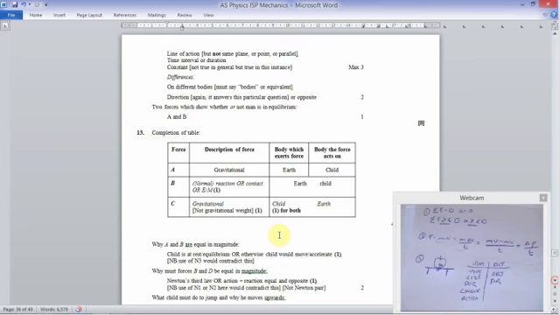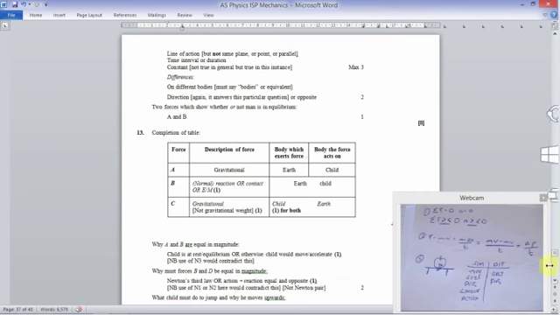Okay, so gravitational Earth on child, contact force Earth on child, just like we said, and gravitational child on Earth. Okay, because he's at rest, or in equilibrium, just like we said, or you could say for the fact that they're a third law pair, for the second one. Okay. Oh, we didn't mention this one.